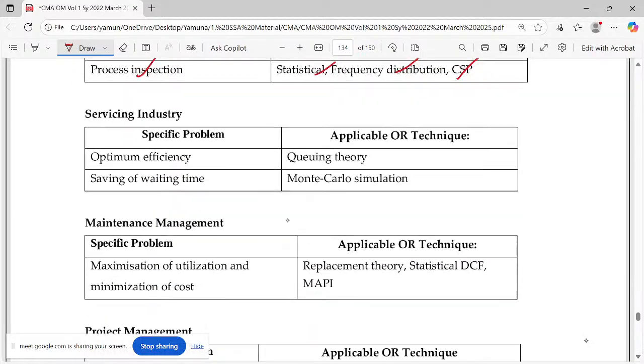If we talk about the servicing industry, if the problem is on optimum efficiency, then we'll go for queuing theory. For example, in banks, how long are you going to wait? At least for banks, everything is available on the mobile phone. Sometimes it happens during Diwali season for many people: they will be waiting for when they can go out, then when they can go purchasing.